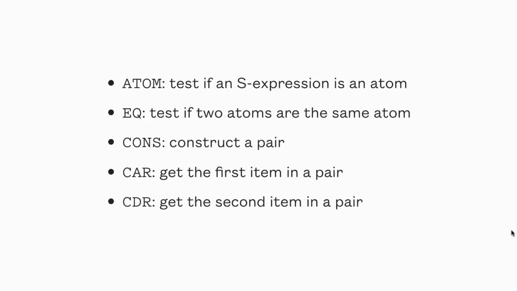McCarthy's Lisp came with only a few operators built in. First, there are operators for transforming S expressions, operators like eq that tests if two atoms are the same atom, or cons, which constructs a pair. With these five operators, Lisp begins to be a programming language, but McCarthy needed a general purpose abstraction, a way to compute anything.